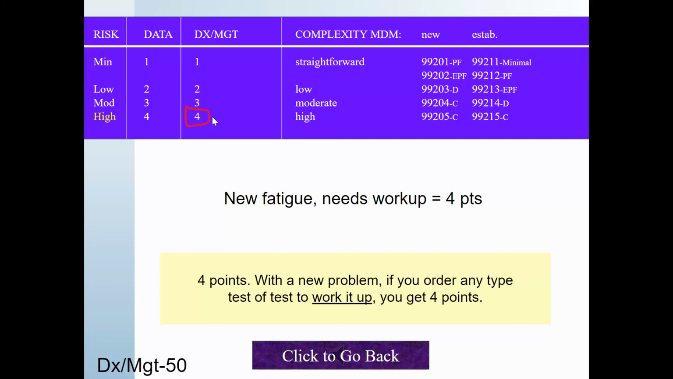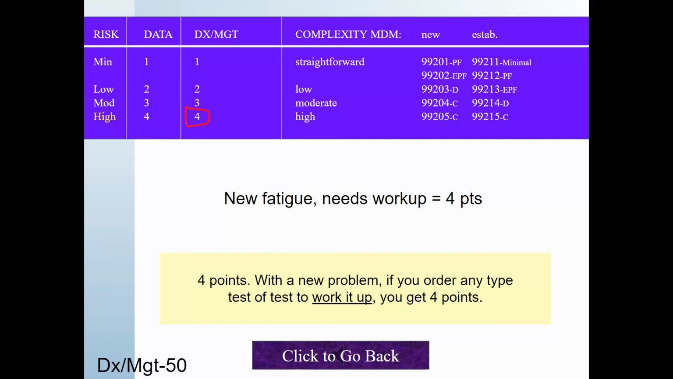And the answer is yes, it does. You as the doctor can't distinguish between what's more important feeling to you. It's just the fact that it's a new problem, and the workup could be something as simple as a CBC.